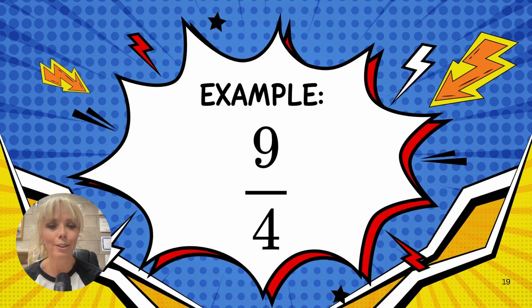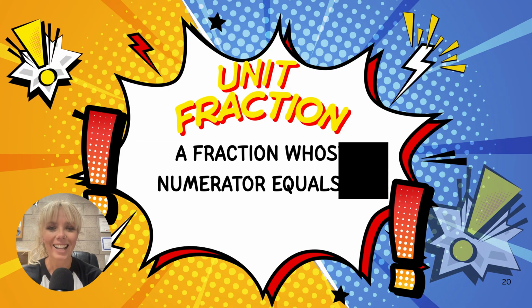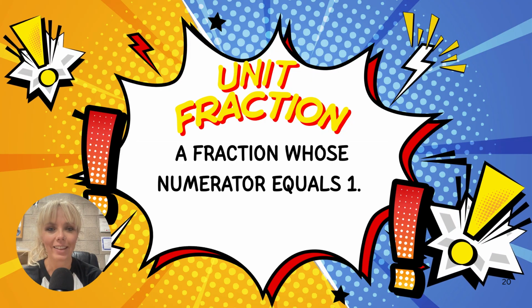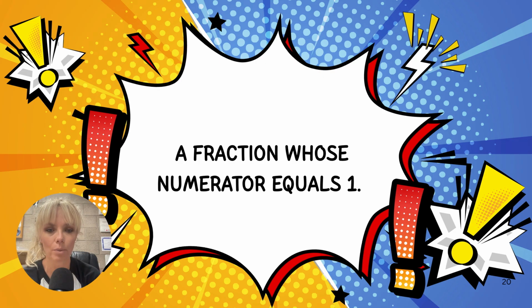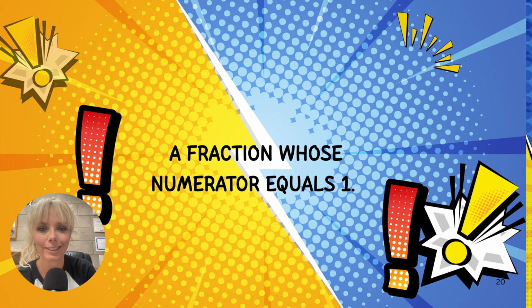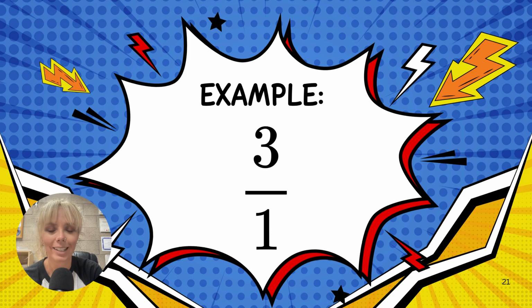9 is the numerator, 4 is the denominator, and 9 is greater than 4. So the number on the top, 9, is bigger than the number on the bottom, and we call this an improper fraction. Our last term is a unit fraction, which is a fraction whose numerator equals 1. It's basically how you write a whole number in fraction form. For example, 3 over 1 is a unit fraction representing the number 3.